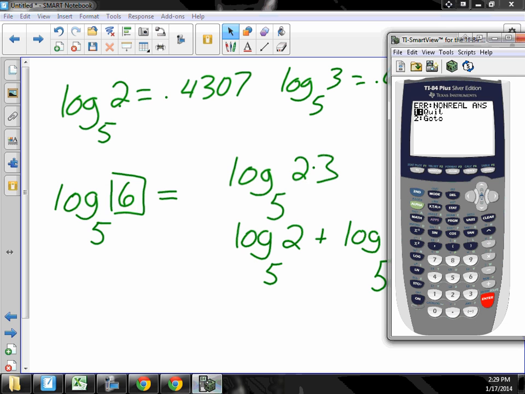So in my calculator, all I would have to do is add 0.4307 plus, what's the other one? I can't see it. Oh, I missed one, sorry. 0.4307 plus 0.6826. So it's kind of in two parts. First of all, you have to figure out how to use a 2 and a 3 to create the given number. Once you have that created, then you split it according to the product and quotient rules, and you're adding or subtracting. Okay?